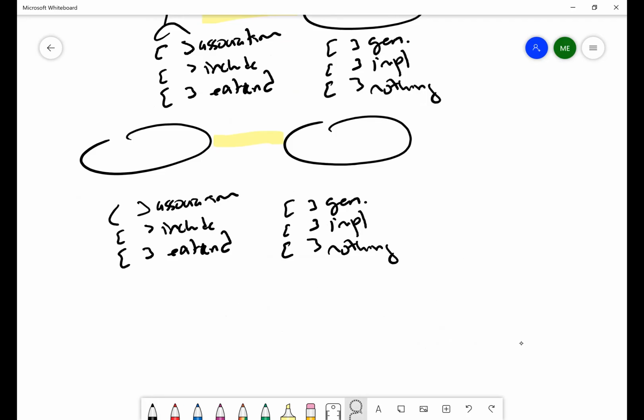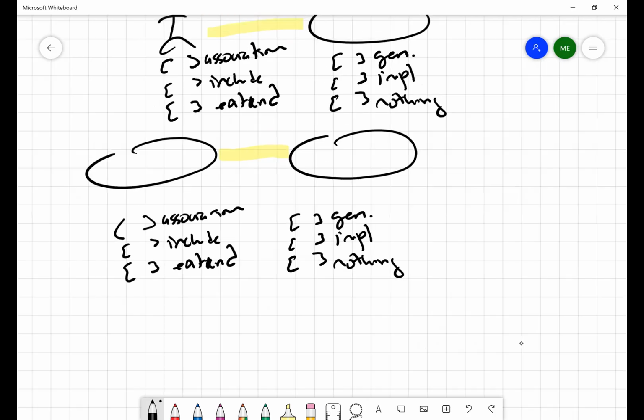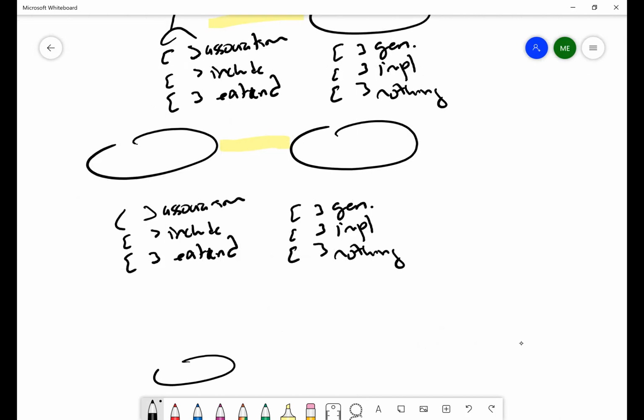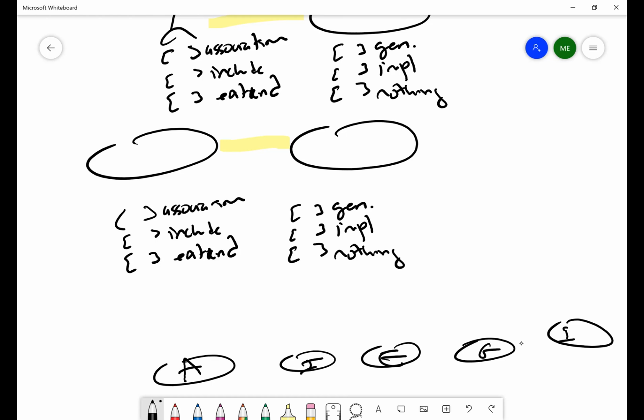What you should be employing to help you out is a process of elimination. So we have the 5 relationships. This is association, this is include, this is extend, generalization, and then implementation. If you get an actor and a use case, then automatically all of those are out. Easy.